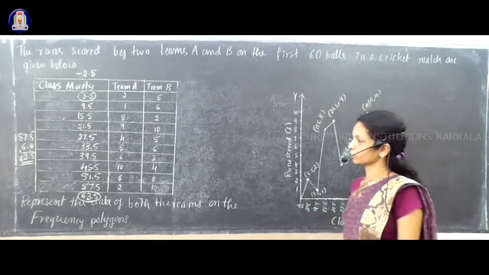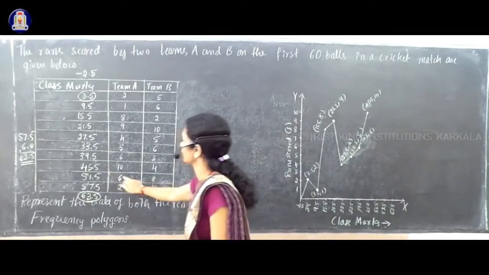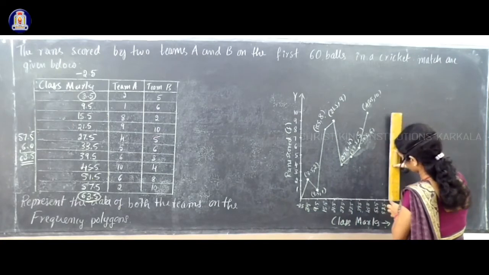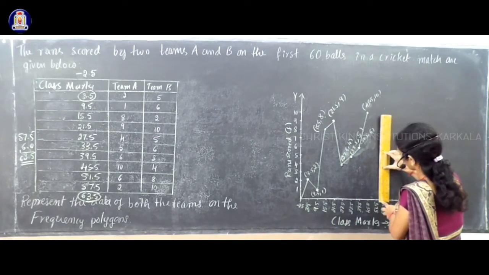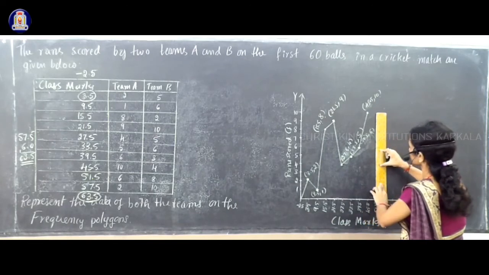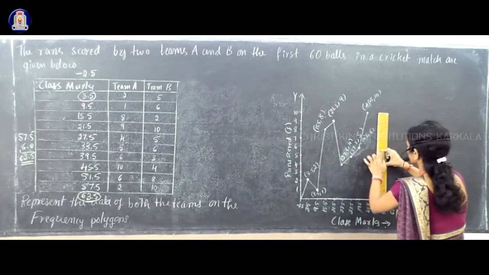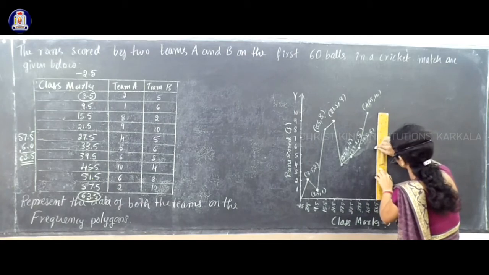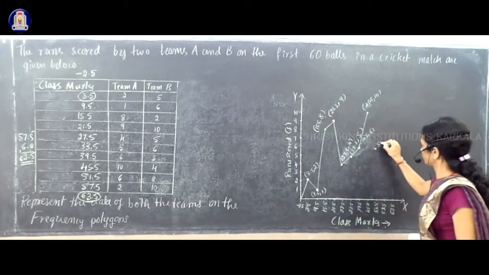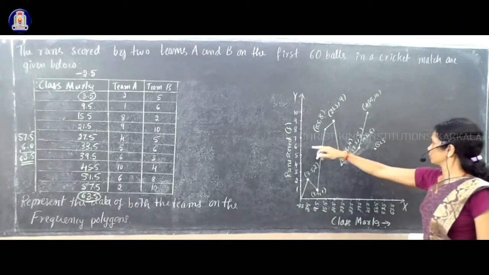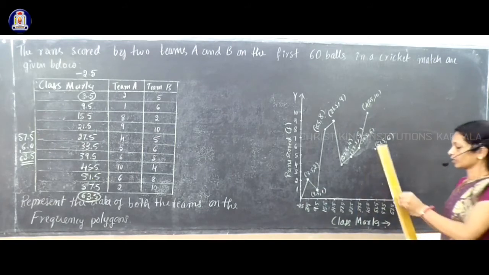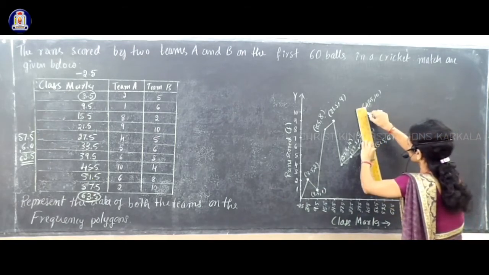And the next point is 51.5. In that you have to move up to 6. Keep your scale at 51.5 and move up to 6, that is here. Highlight that point, and this point's coordinates are 51.5, 6. And next you have to join that with the previous point.